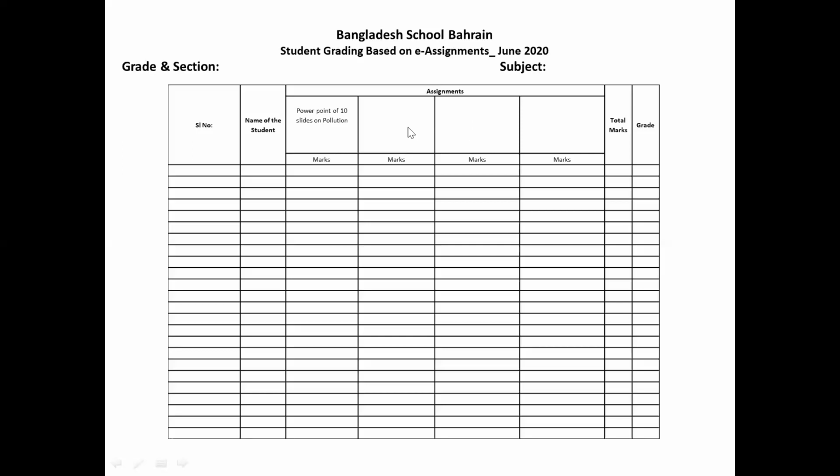So each assignment should carry 25 marks. If you have more than 4 assignments, you can either combine them or you can choose those assignments which are bulky, which require more effort, and also those assignments which are important according to you but not submitted by the majority of the students. So choose only 4 assignments. It can also be like a PowerPoint of 10 slides on a particular topic, or the number of slides can differ depending upon the grade level.